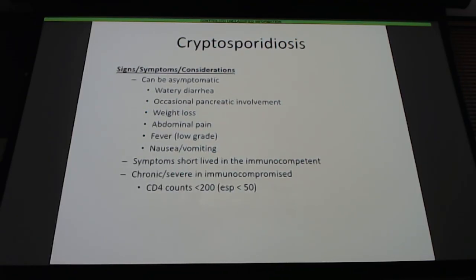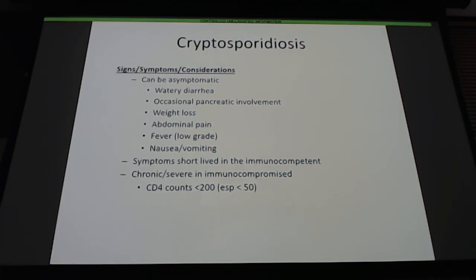Here's the asymptomatic part of the report. Most of us, little kids will end up getting watery diarrhea, occasional pancreatic involvement, weight loss, abdominal pain, fever, nausea, vomiting. Okay. Usually this stuff doesn't last very long for us. If we do end up getting any symptoms, it usually goes away within a week or two.